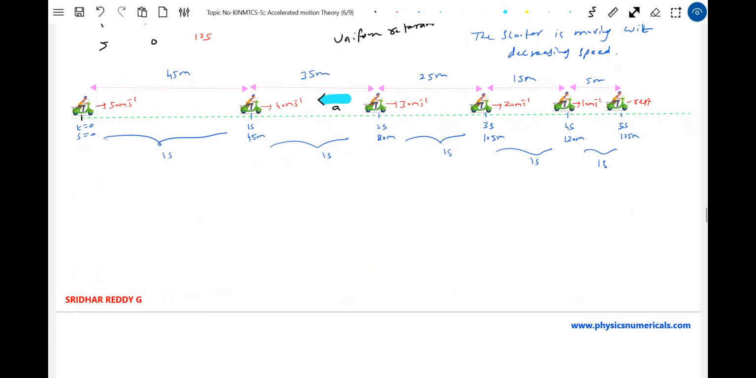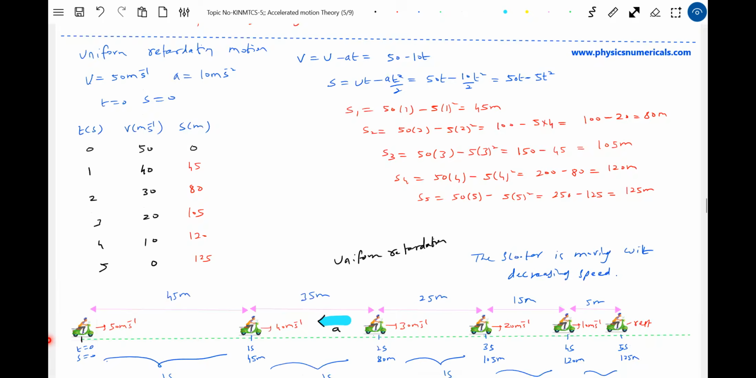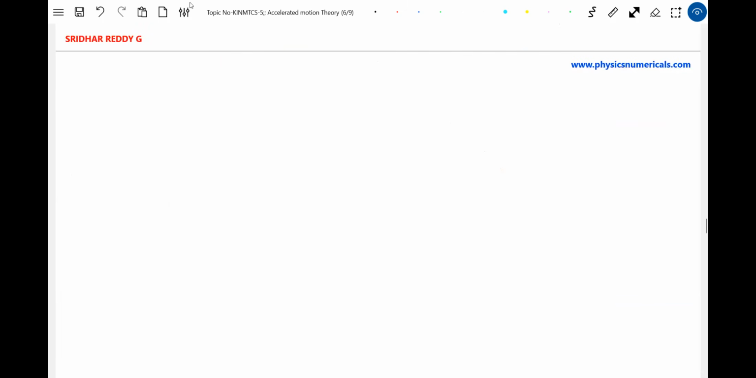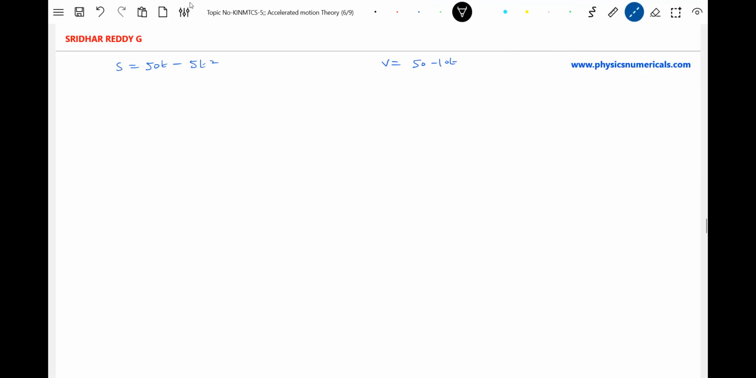Let's plot the uniform retardation graphs here. So what was the equation we have? 50t minus 5t square. The first graph will be 50t minus 5t square. And what about the velocity graph? It will be 50 minus 10t. So first we'll plot the position versus time graph. How will the curve be? So this will be like an inverted parabola. Okay, this will be a parabola.